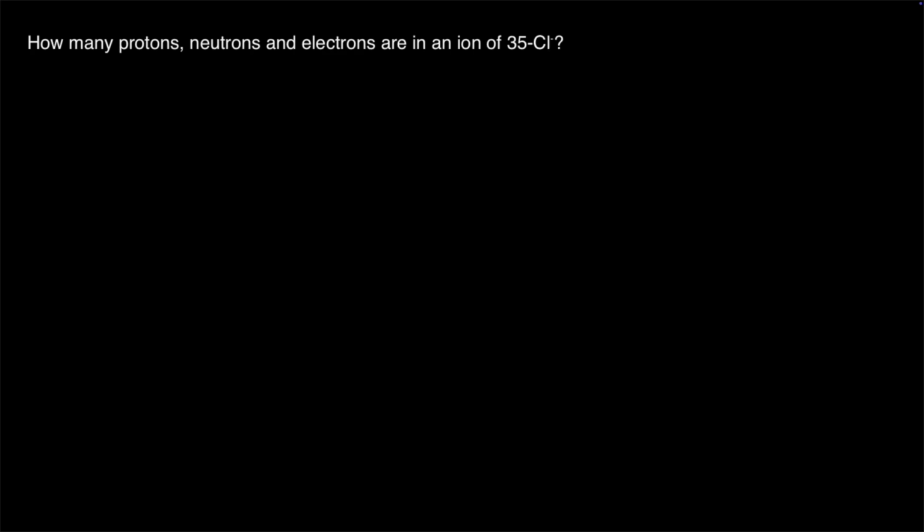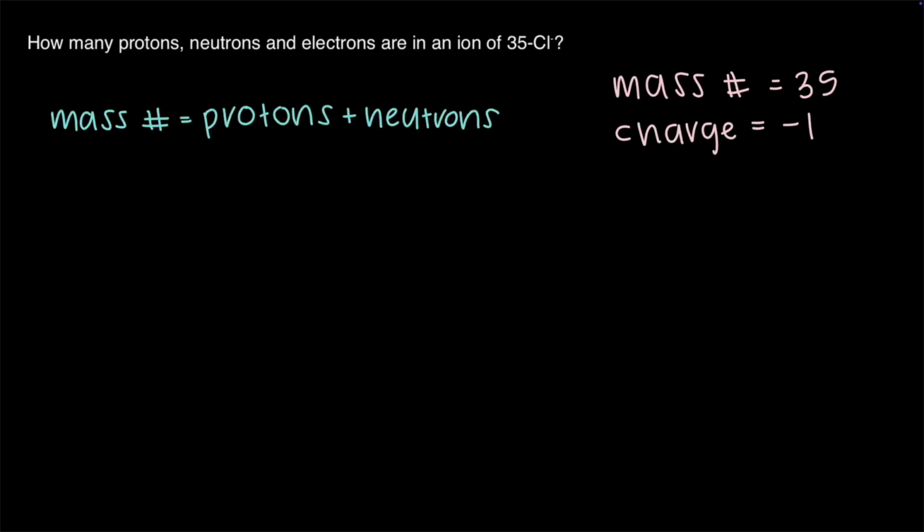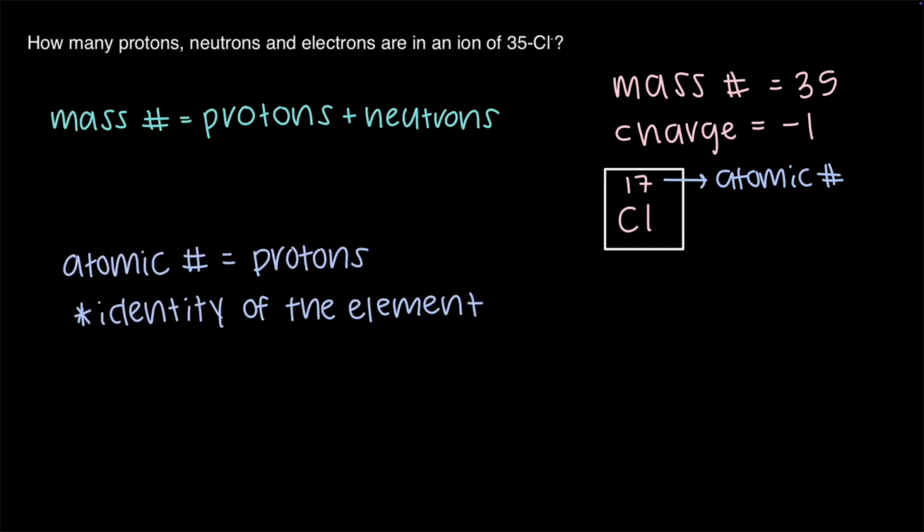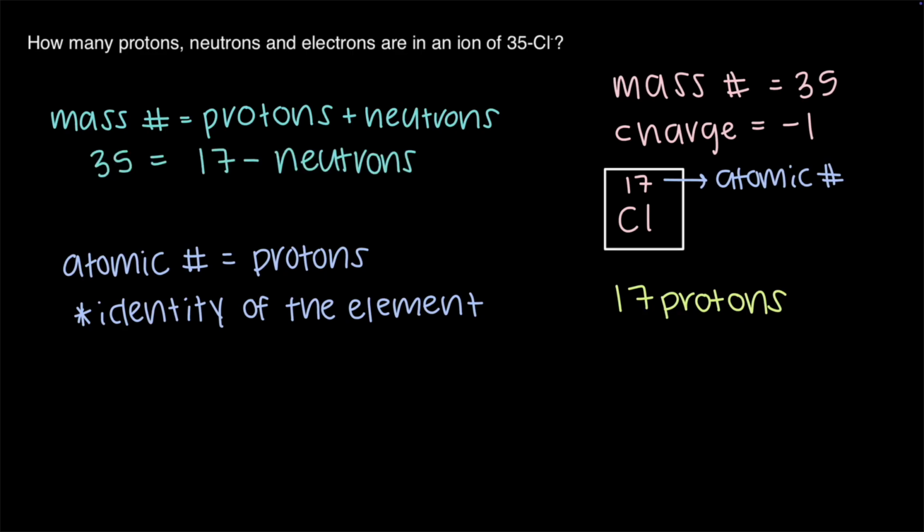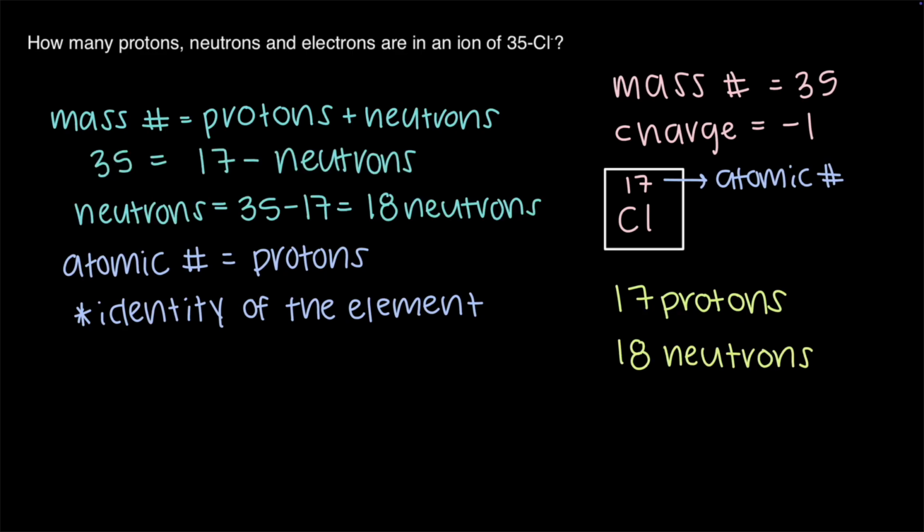How many protons, neutrons, and electrons are in an ion of 35Cl-? We are given an element, its mass number, and the charge. Mass number is equal to protons plus neutrons, so we can find the number of protons and subtract it from the mass number to get the number of neutrons. From the periodic table, Cl has an atomic number of 17. The atomic number is the number of protons, so Cl has 17 protons. Subtracting the number of protons from the mass number, we get 18 neutrons.